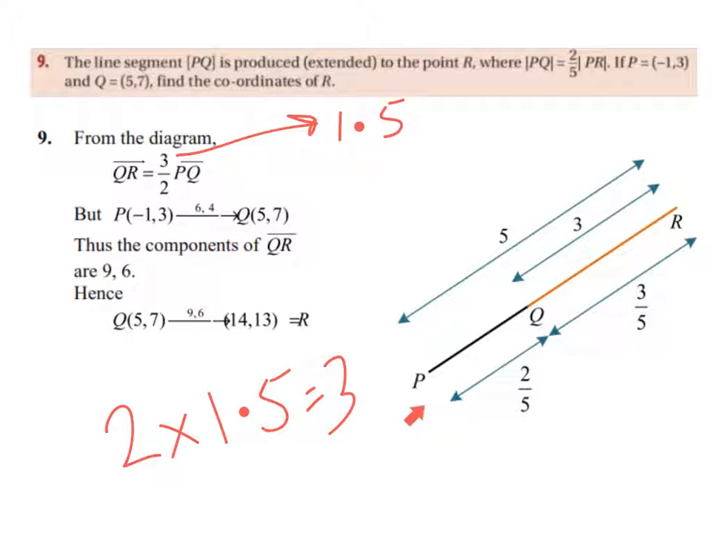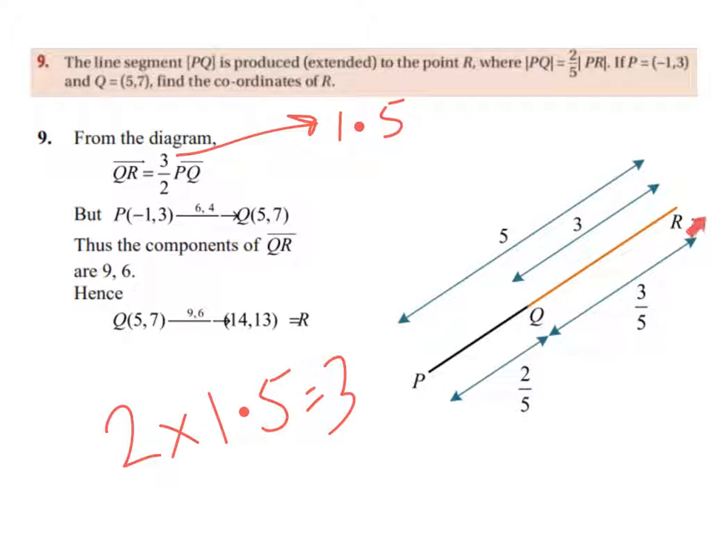So if from P to R we can take it to be 100%, and PQ is 2/5 of that, then 1, so 100%, take away 2/5 leaves us with 3/5. So from Q to R must be 3/5 of PR.